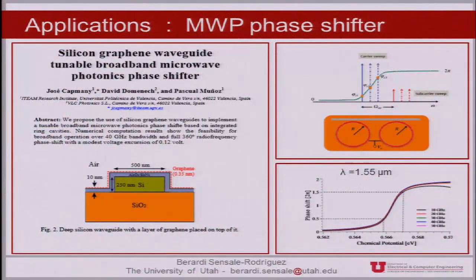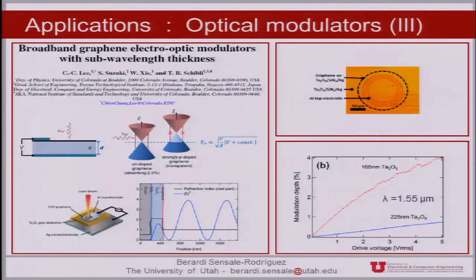I would like to comment also on a similar idea that Professor Campani mentioned in his presentation, that is, basically by having graphene on top of silicon waveguides, one can make phase shifters. And in this device proposal, they basically show that they can get 360 degrees phase shift with only a voltage swing, not the voltage that is applied, of 0.12 volts. So that can be another promising application.